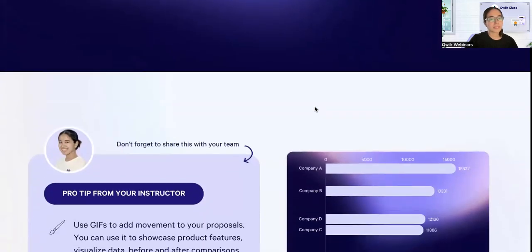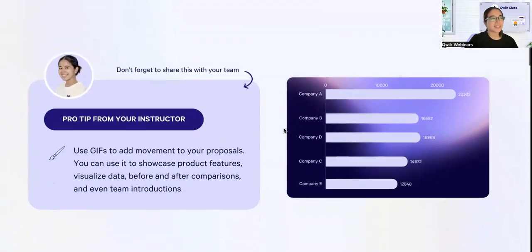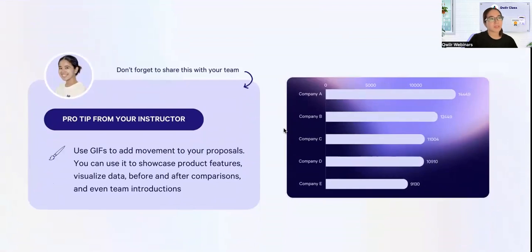The first tip would be to use GIFs to add movement to your proposals. Various uses include product features, data visualizations, before and after comparisons, as well as team introductions. This falls under artistry on our GRADE acronym.